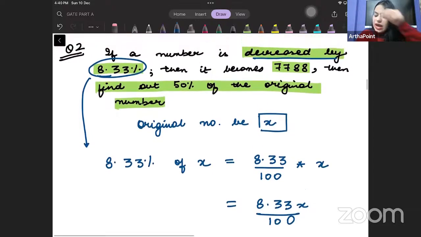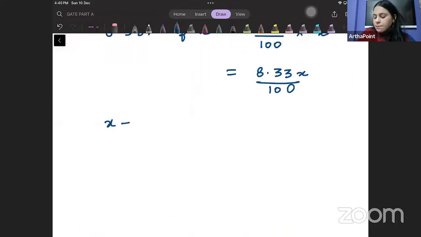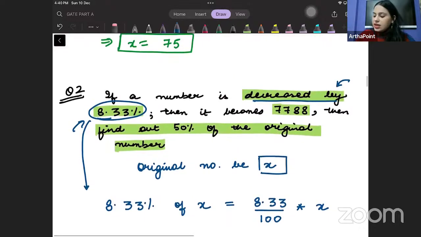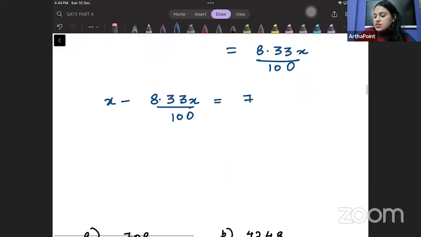Okay. Now it is saying when the number is decreased by 8.33%, so we will decrease this number by 8.33%. Then what it is saying? It becomes 7788. Beta, x की value निकाल लो. Just solve for the value of x. So what is going to be your x in this case?